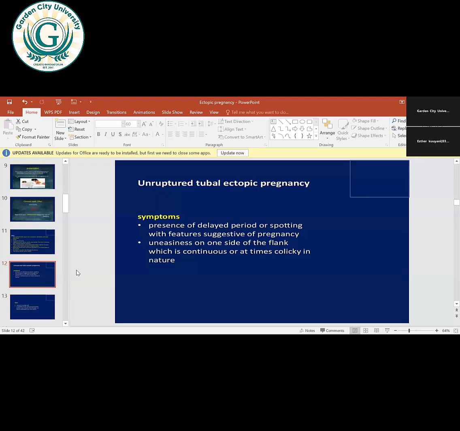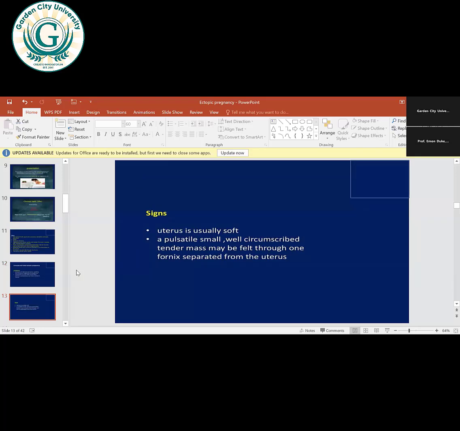Unruptured tubal ectopic pregnancy. Symptoms: presence of delayed period or spotting with features suggestive of pregnancy. Uneasiness on one side of the flank, which is continuous or at times colicky in nature. Colicky means painful. Signs: uterus is usually soft, slightly enlarged or small. Well circumscribed tender mass may be felt through one fornix separated from the uterus.